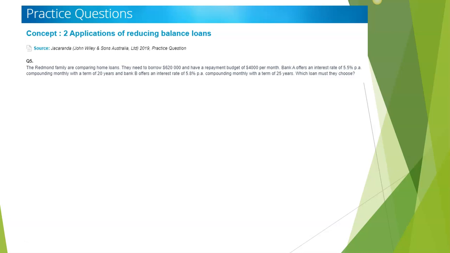Finally, the Redmond family are comparing home loans. They need to borrow $620,000 and they have a budget of $4,000 per month. Sorry about that. So we need to work out which of these two loans is better for them. We're going to use the PMT function to work out if they can afford both these loans.